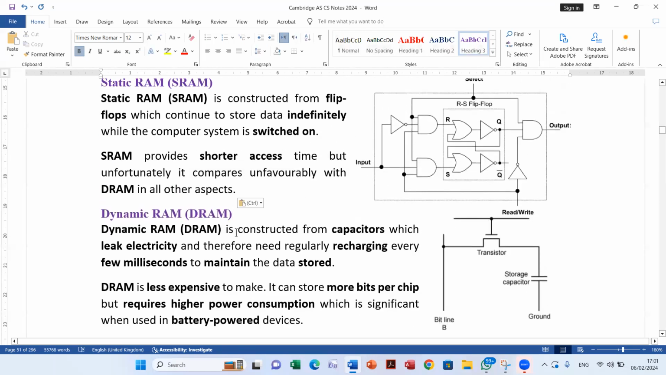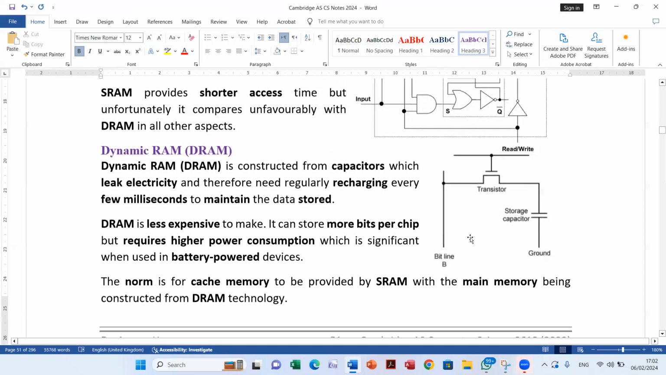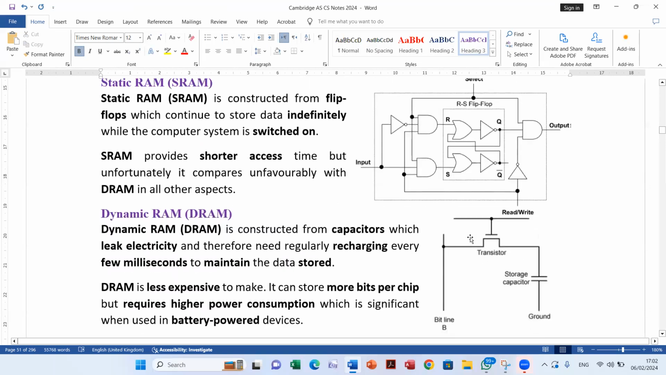So the dynamic RAM is much simplified than the static RAM. However, it is not that fast to read and write like the static RAM.